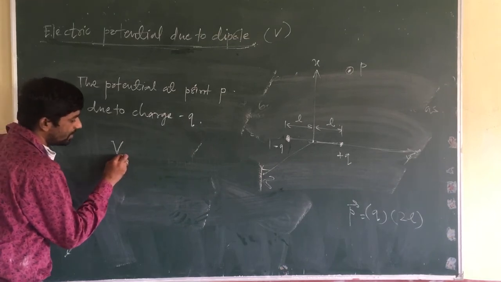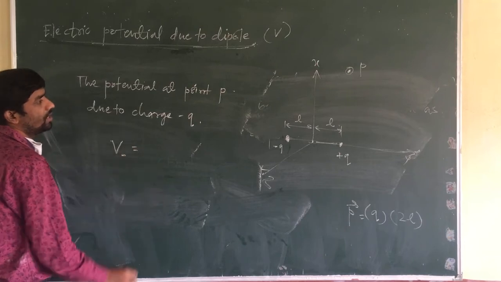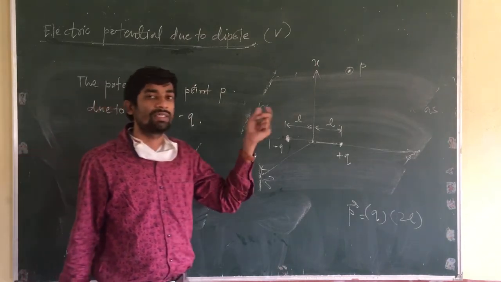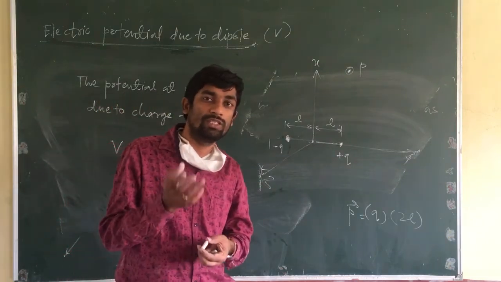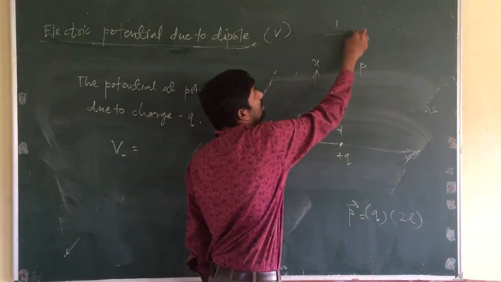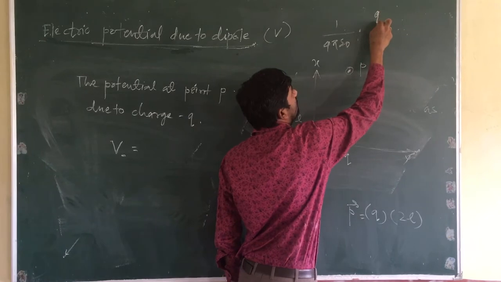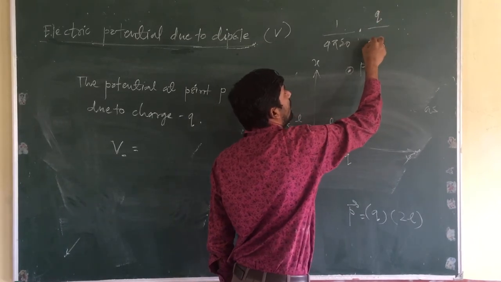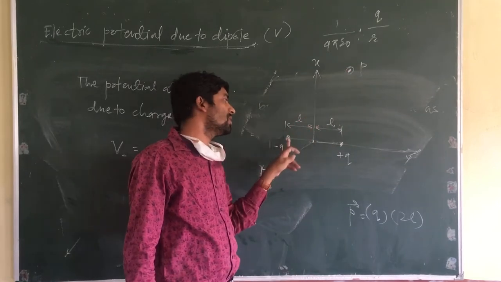So I will take V suffix minus here. Okay. So what is the potential? In the last lecture we learned the potential due to a point charge. That potential is given by 1 upon 4 pi epsilon naught, charge divided by the position vector from point P to this charge.